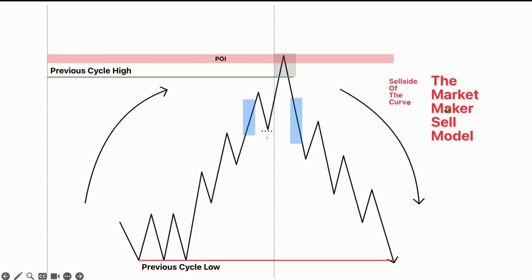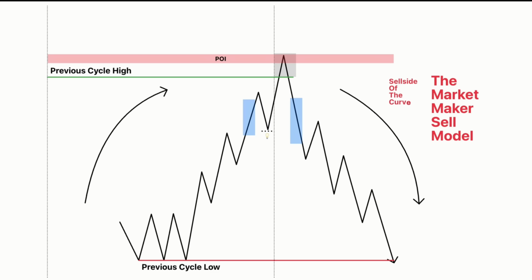If we then take a look at the market maker sell model with the same logic, we can see the following. First of all, we can see that an original consolidation took place right here. This is where our previous cycle low formed. The market ran up higher and then this key time came along. The market manipulated above the previous cycle high, which was resting around this price level right here, and it traded into our point of interest.